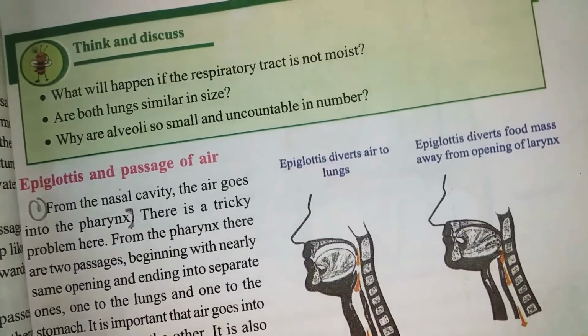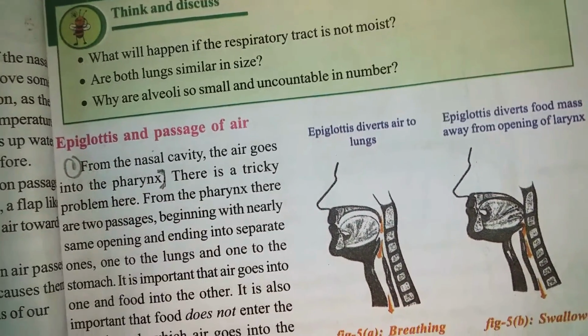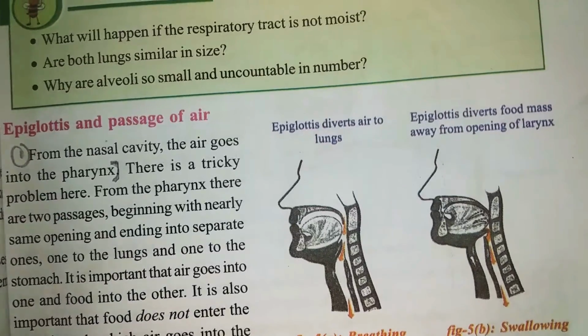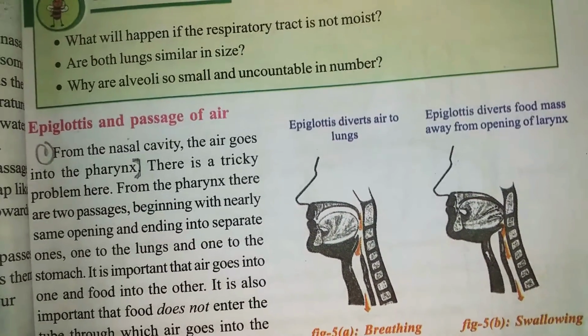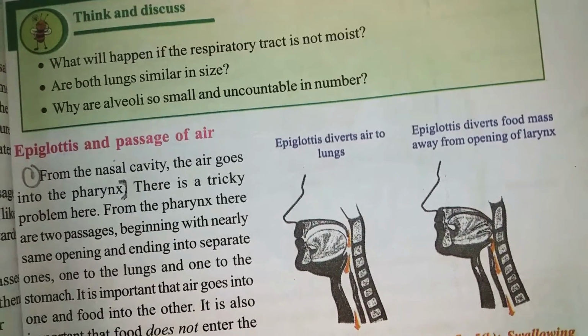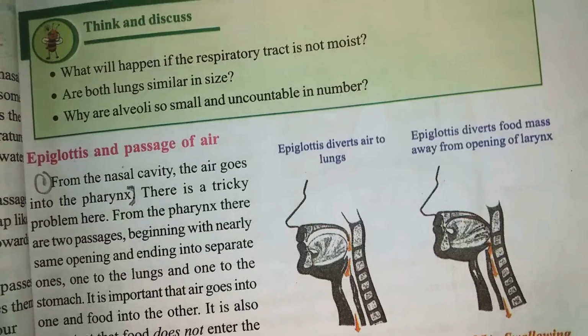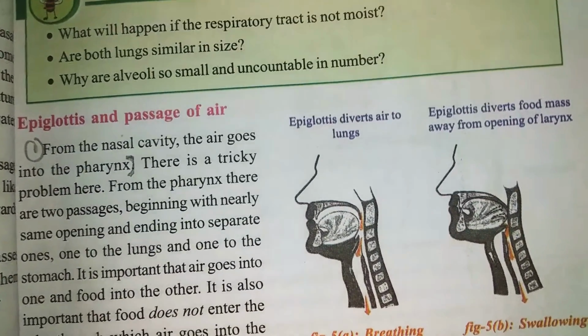It is important that the diverse food forms go through separate openings, so that food does not enter the tube of the throat through which air goes into the lungs. This traffic is more properly channeled by the flap-like wall, the epiglottis, that protects you too.